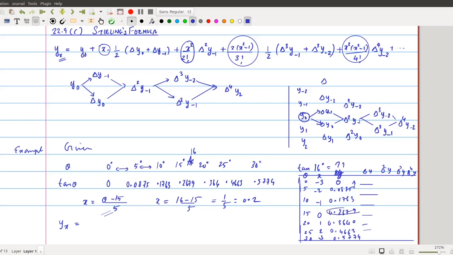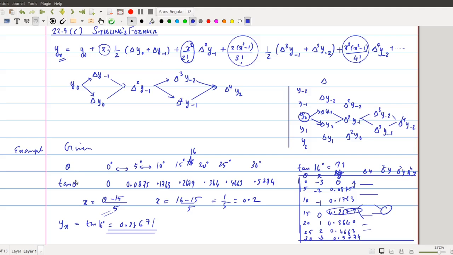First you choose y naught. This is our y naught, since x naught is 15. Then choose these two values and take the average of these two and multiply it with x, and then for the next value we choose this value here and multiply it with x square by 2 factorial and so on, and perform this. You can get the value of y x, that is tan 16 degree is equal to 0.286671. So this is the value of tan 16 using the Stirling formula.